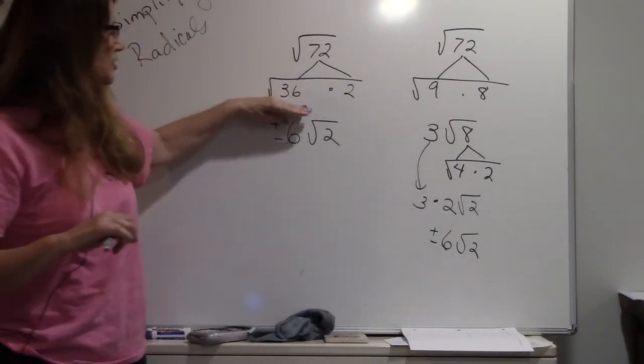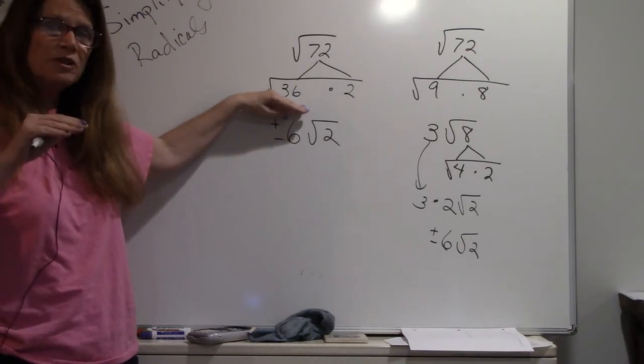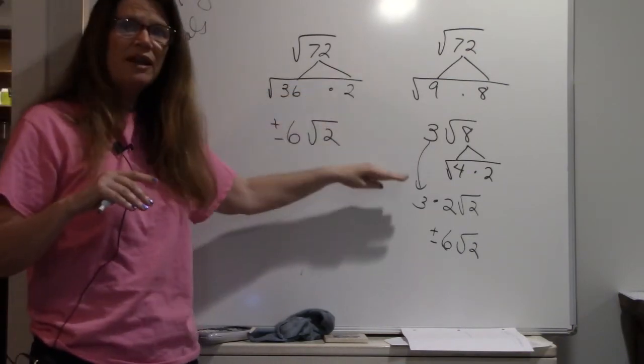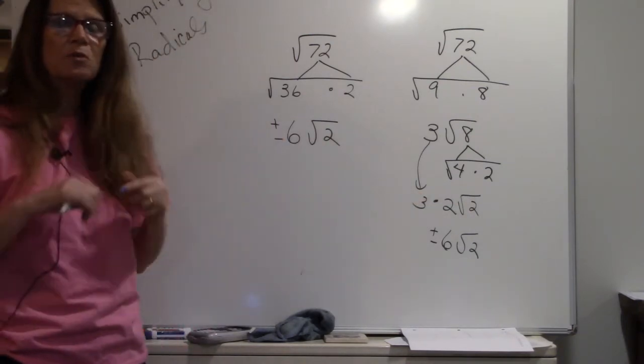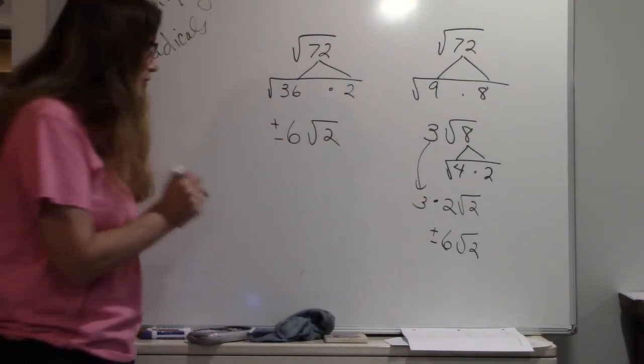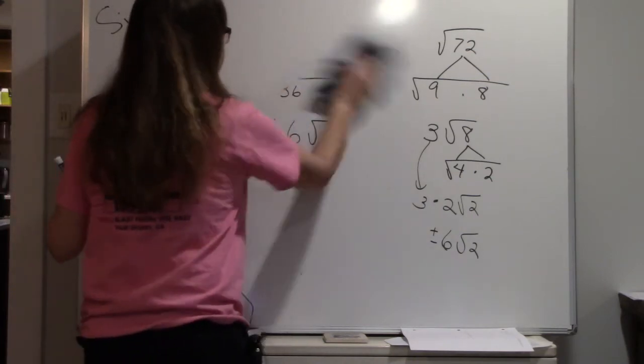So if you don't see or don't use the highest perfect square, you can just keep breaking it down and then multiplying your whole numbers. The whole numbers that get pulled out, those perfect squares that get pulled out. All right, let's do a couple more.